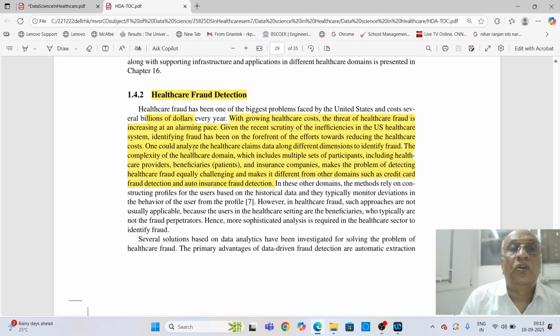So what the US is doing is it is at the forefront as far as fraud detection in healthcare is concerned. The complexity of the healthcare domain is more because of multiple sets of participants: healthcare providers, patients, insurance companies. So detecting healthcare fraud becomes a huge challenge.